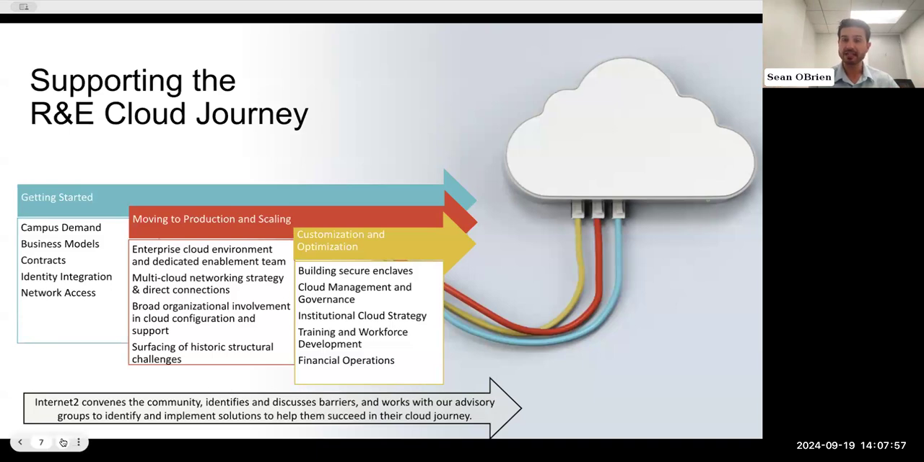Things over the last many years have really progressed, where we're thinking about organizations that are moving into production and scaling with the cloud. And really what we're seeing a lot now is how are organizations optimizing their use of the cloud. And we've been continuing to evolve and think about how we change and manage the Net Plus program to really track along this journey for our members here at Internet2 and the broader research and education community.